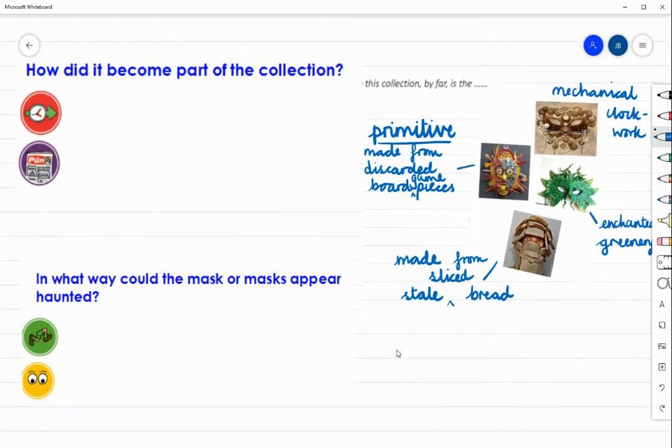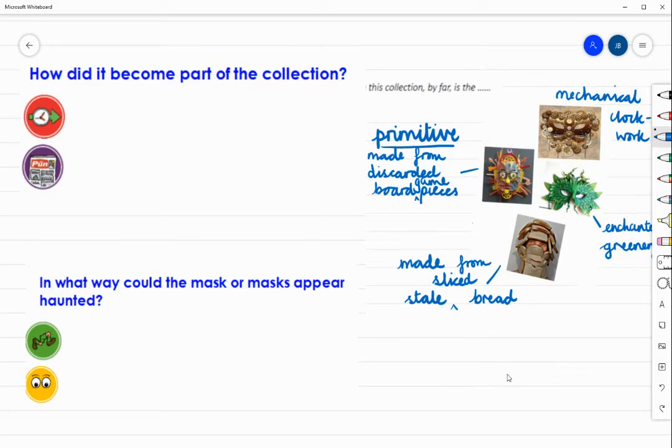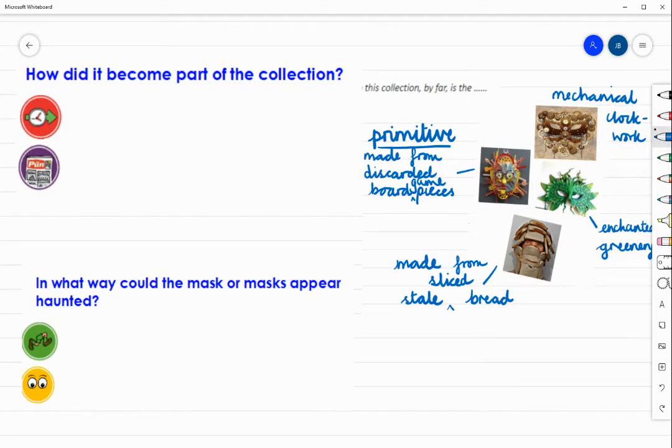So if you would like to use your own ideas for a mask, you can, or you can use one of these ideas. Now, the way you're going to have to do this is, first of all, think about how it became part of the collection. So we're looking for ways to start our sentence when we come to do our sentence writing. So we're going to look at how phrases. So we know we can have gifted or donated.